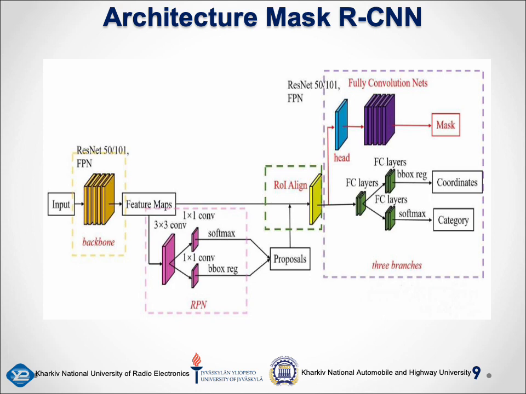The classification and bounding box regression are Mask RCNN components that simultaneously perform object classification and refine the bounding box. Thus, using Mask RCNN allows you to detect objects in the image while creating a high-quality segmentation mask for each instance.